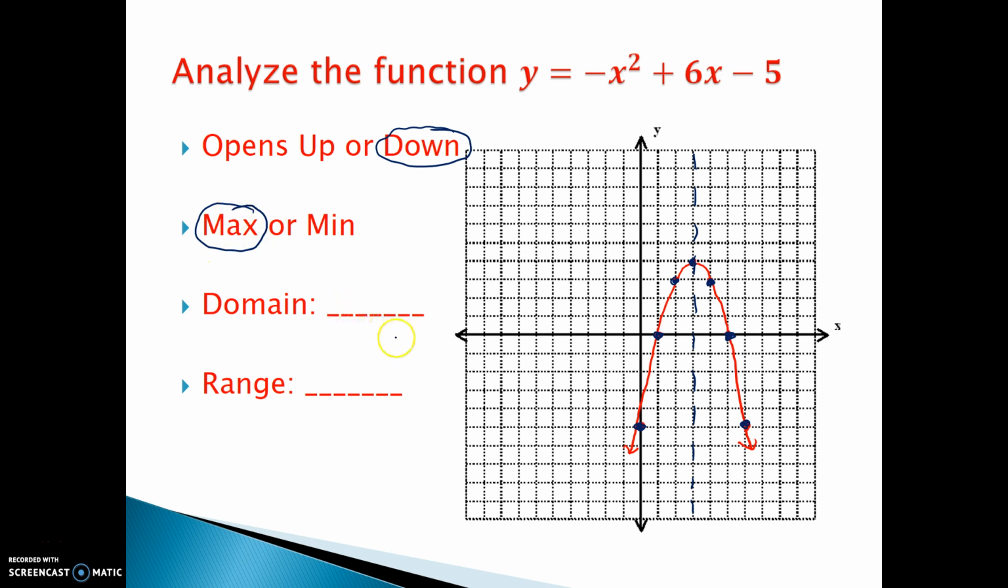As far as domain goes, again, it's all the possible x values. Again, this goes on forever and ever. So it's going to be all real numbers, and we use this fancy little R here. Now, again, as far as the range, it's my y values. Notice this never goes above this y value right here. So that y value is going to be 1, 2, 3, 4. So my y is going to be y is less than or equal to 4 because, again, it's below that value there.